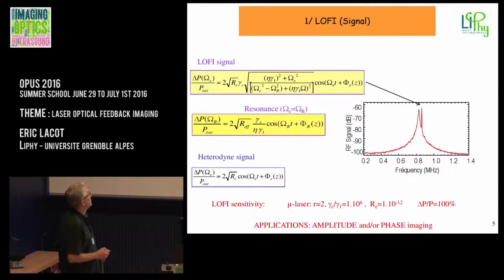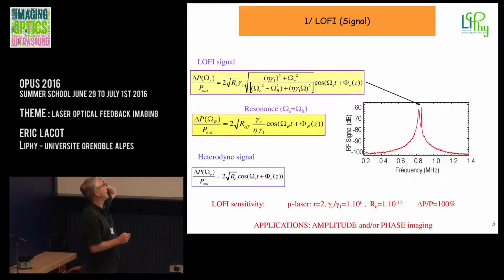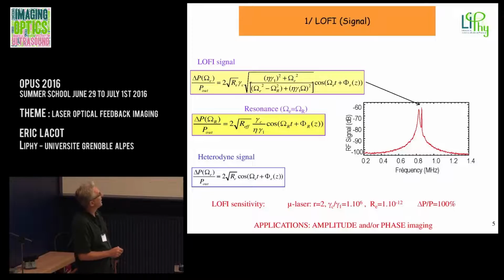Here you can see an equation which gives the output power, the contrast of the output power modulation. This contrast depends on the reflectivity of the target and also on the phase. This phase is proportional to the distance between the laser and the target. And here you have a parameter which is a kind of gain, and this gain only depends on the dynamical parameters of our laser.